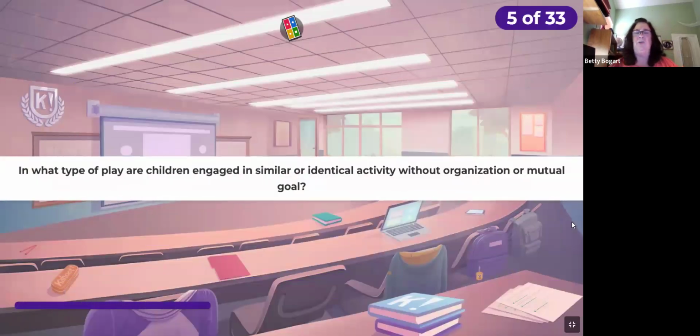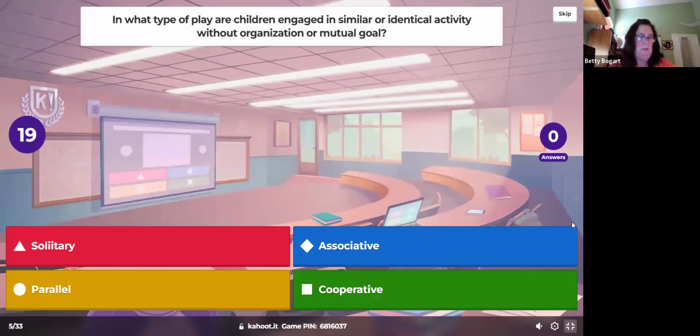In what type of play are children engaged in similar or identical activity without organization or a mutual goal? I talked about parallel, I talked about associative, I talked about cooperative. What's the difference? Solitary is alone, so it's not that.